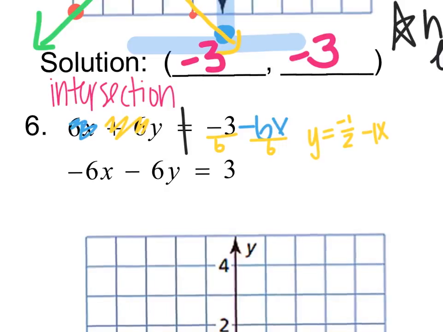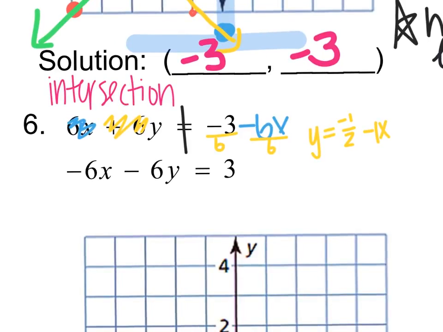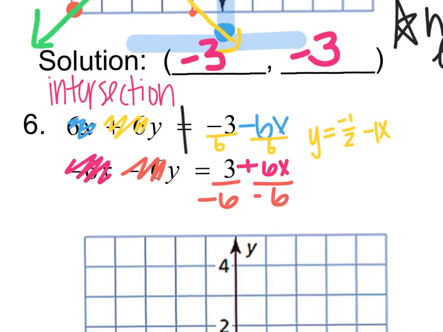So I'm going to do the same thing for the second equation. Again, I need to get y by itself, so I'm going to get rid of that negative 6 by adding 6x to the right side. And then to get y by itself, I'm going to divide by negative 6 for both of these. So then I get the equation y equals, well, 3 divided by negative 6 is negative 1/2, and then positive 6x divided by negative 6 is negative 1x.